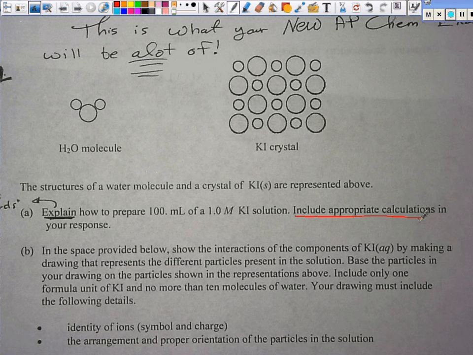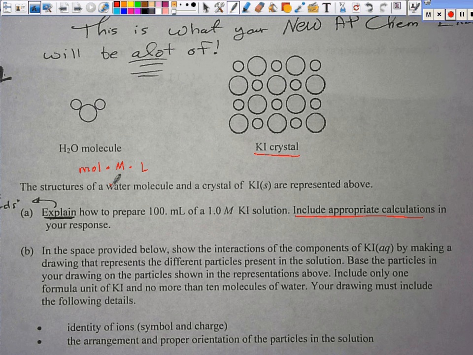Now notice what it has. It has what? KI crystal. What state of matter is a crystal? It's a solid, so you got to figure out how much it is. Now, appropriate calculations would include getting to grams. How are we going to get to grams? Very good. So I need moles, and I need molarity times volume, right? Okay. Now, is this an appropriate calculation?